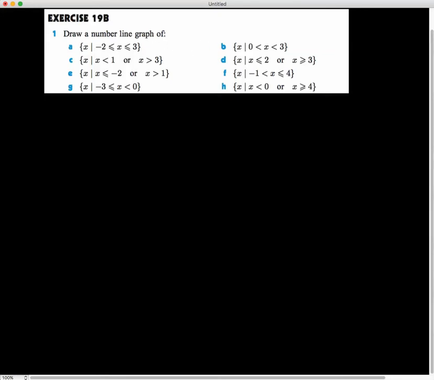If you have anything that looks like this one here, number one, number B, number F, and number G, these are all ones here that are number lines that are confined to a line in between 2 points.